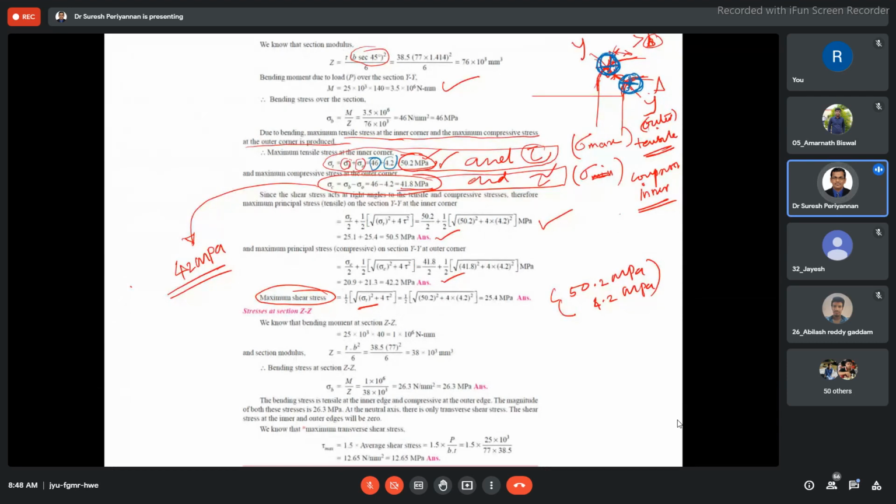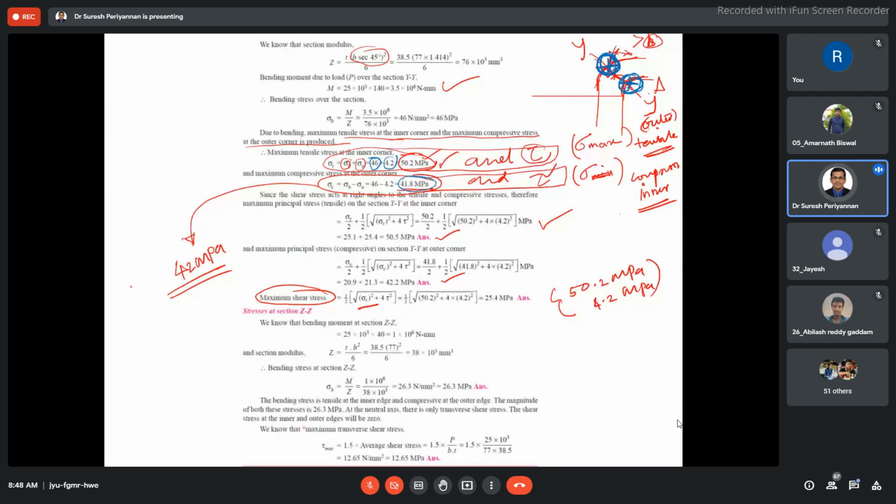In the second case, at the outer surface, the maximum compressive stress with respect to bending moment, here compressive load and compressive stress are created. Actually, the direct stress is going to be tensile, so either one of them should take a negative sign. Hence, we are finding the compressive stress at the outer region.